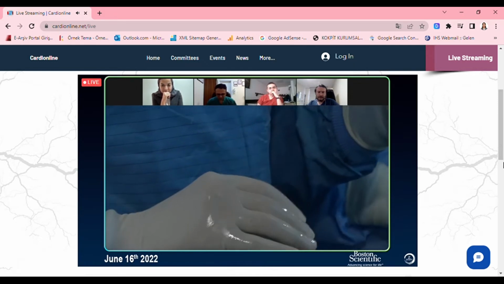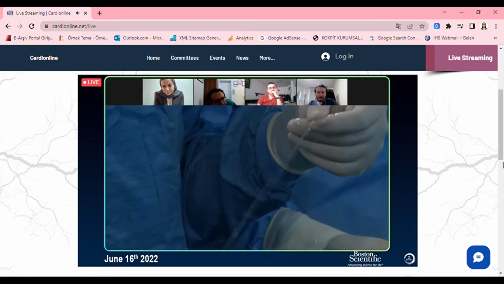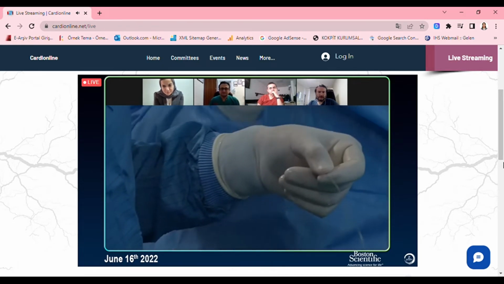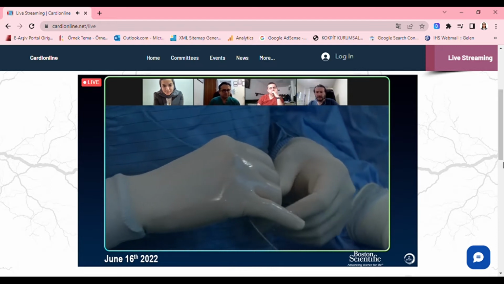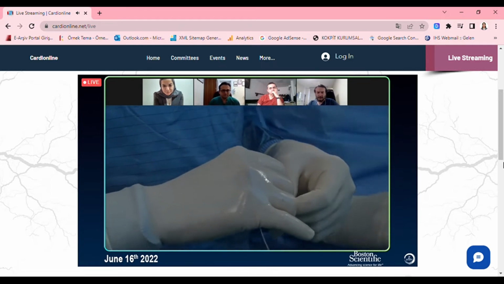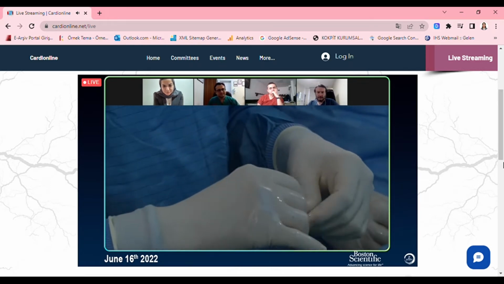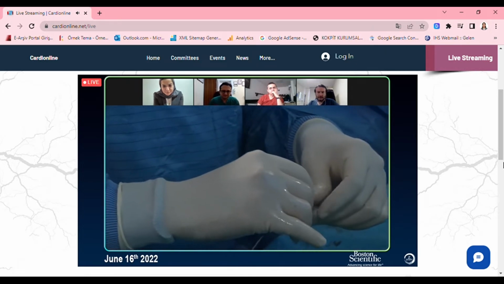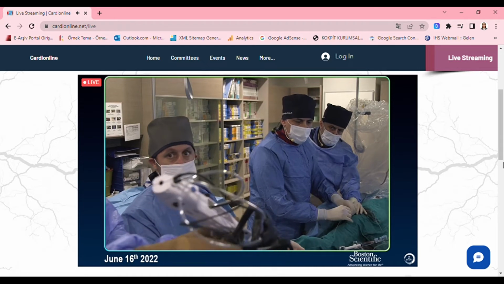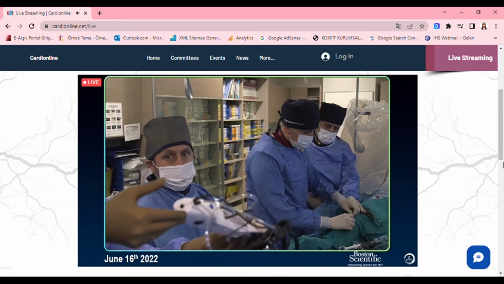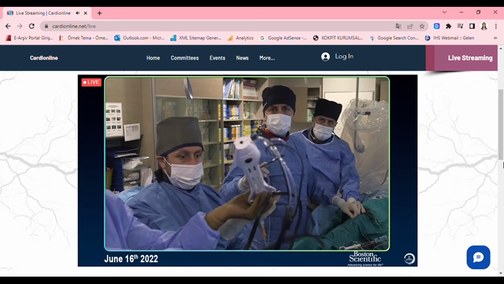So when we insert the wire, the rotablator catheter should be straight, and we should be aware not to bend the rotawire by advancing the burr. This is very important. So now, did you have the wire there?